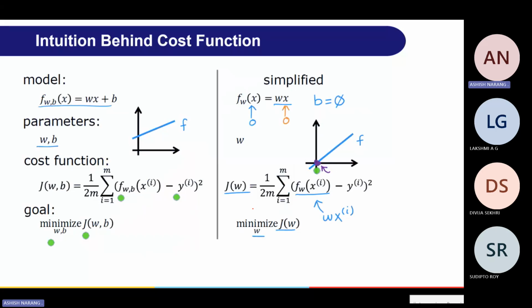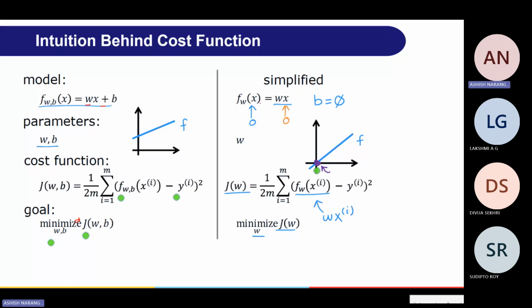Now further you look at a particular model. If you look at this model, the parameters are w and b. The cost function is like this. The goal is to minimize this cost function, right? So when b is not given, f w x is simply w x. B is 0. So it means that the straight line passes through the origin, 0, 0. Because if x becomes 0, there is no intercept.